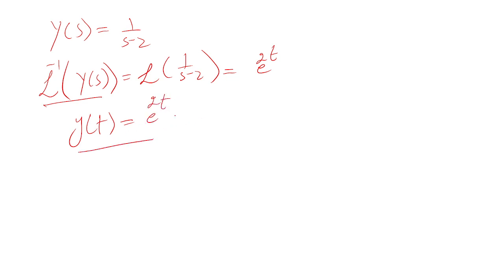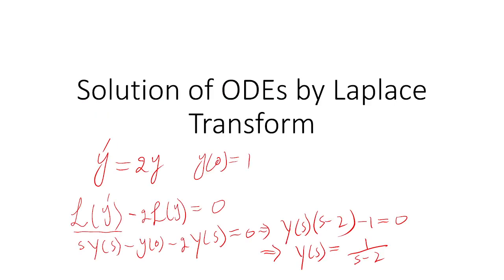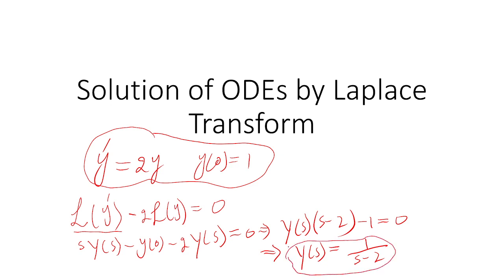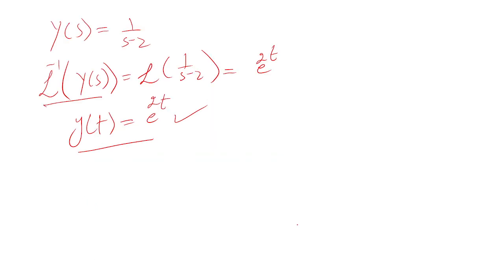So this is the solution of the required equation, and you see the Laplace transform first converts this differential equation with this initial condition into this algebraic equation. You see this is an algebraic expression, and then we take the inverse of the Laplace transform and get the answer. Let's solve this equation again with a non-homogeneous term.